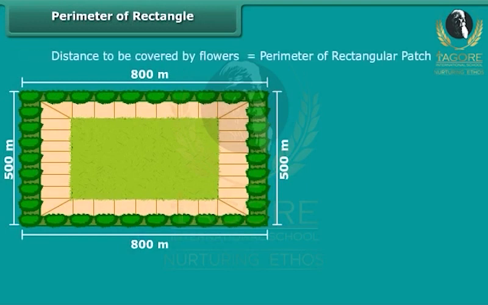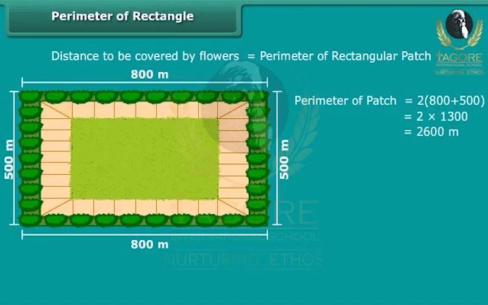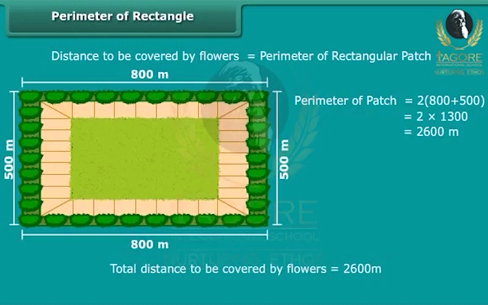The distance to be covered by flowers will be equal to the perimeter of the rectangular patch. The perimeter of the rectangular patch is 2600 meters. Therefore, the total distance to be covered by flowers is 2600 meters.